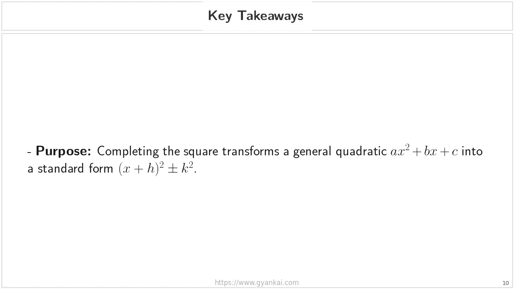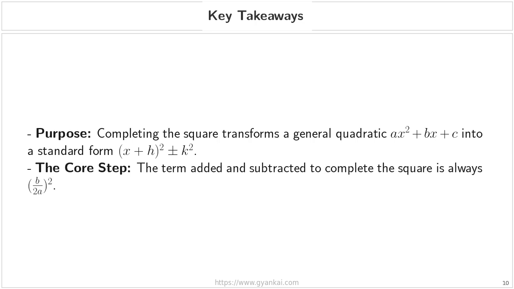First, let's talk about the purpose of completing the square. Essentially, we use this technique to take a general quadratic expression, that's a quadratic in the form of ax squared plus bx plus c, and rewrite it into a more manageable standard form, which is (x plus h) squared plus or minus k squared. Remember, this transformation is crucial because it allows us to apply the standard integration formulas we discussed earlier.